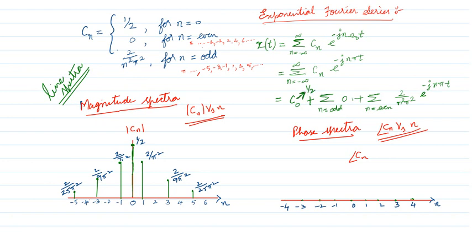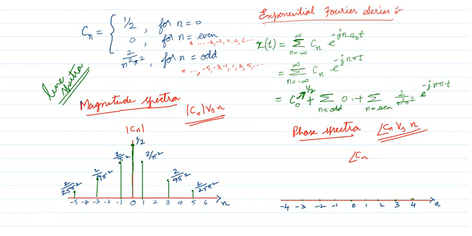Now our objective is to find the spectra. Magnitude spectra is nothing but the magnitude of C of n versus n. Phase spectra is the angle of C of n versus n. We know n takes values from minus infinity to plus infinity. First I will put n as 0: C of 0 has magnitude 1 by 2. Next, n equal to odd number, so plus 1 and minus 1. If I put plus 1, it is 2 by pi square. If I put minus 1, again it is 2 by pi square.